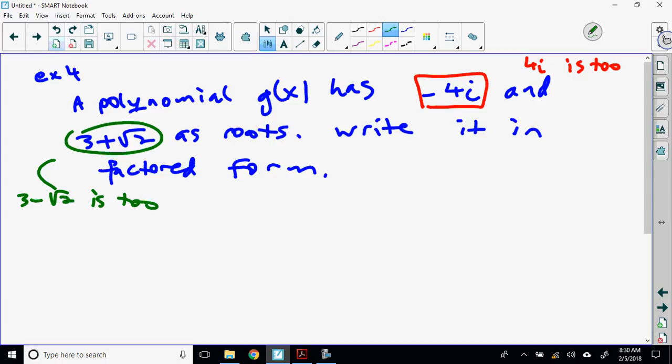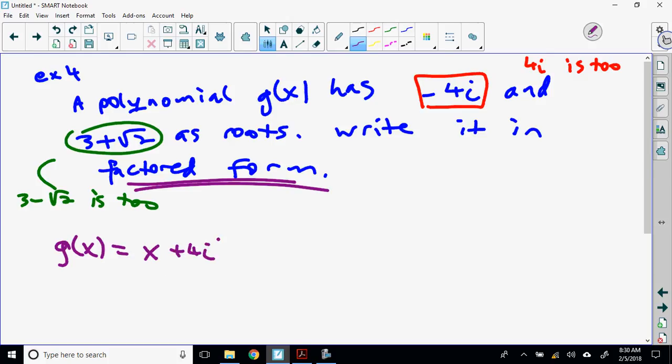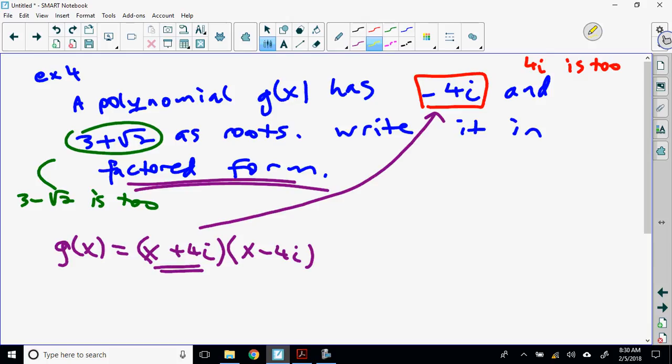So in factored form then, we're going to have g of x equals x minus negative 4i. Wait a minute, minus negative 4i, that's plus 4i. So I have x plus 4i. So this particular factor comes from this particular zero, to be clear. And then we said 4i is also one, so we'll have x minus 4i. So this particular factor here comes from the fact that 4i is a root.